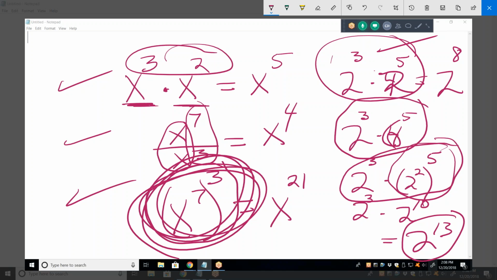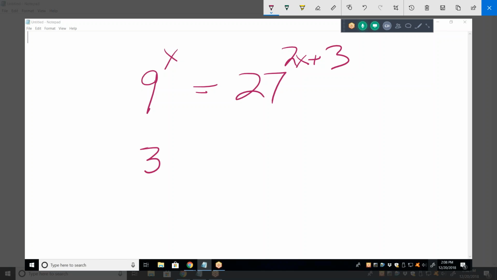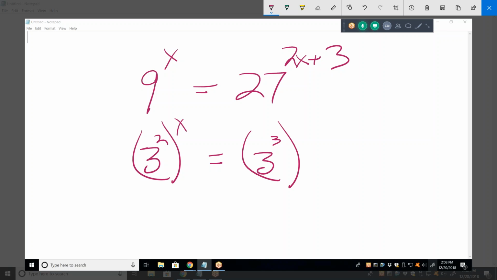It's when you have numbers that are the same base. In other words, if I had 9 to the x equals 27 to the 2x plus 3, well, those aren't the same base, so it looks right off that I can't solve it. But, I can write 9 as 3 squared, and I can write 27 as 3 cubed. Now I got everything in base 3.